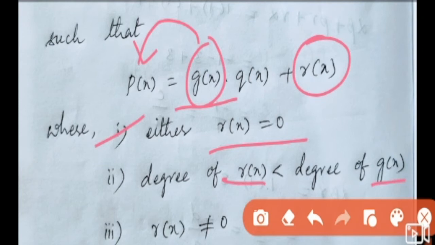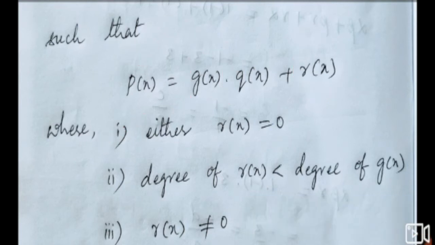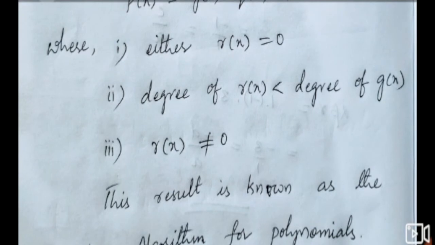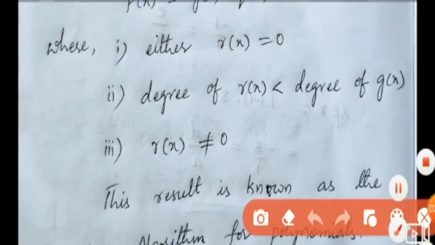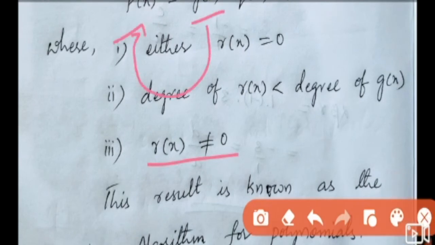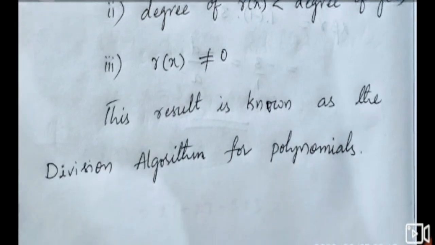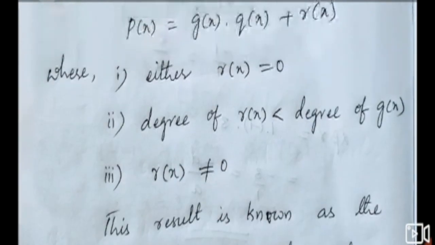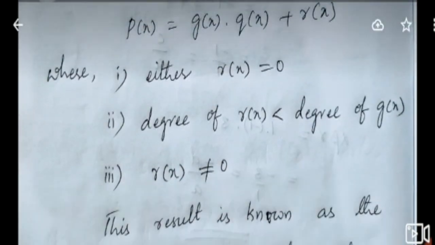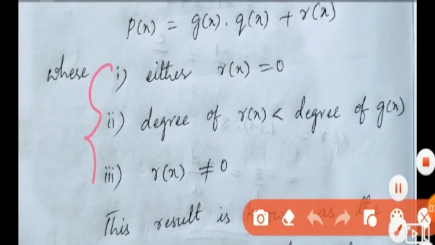Here the degree of the remainder r of x is less than the degree of the divisor g of x. Next, r of x is not equal to 0. That means g of x is not a factor of p of x. If the remainder is 0, then it is a factor. If you get any number other than 0, then it is not a factor of the given polynomial. So this result is known as the division algorithm for the polynomials. These three cases we get when dividing the polynomial p of x by g of x. These are the three possible cases.